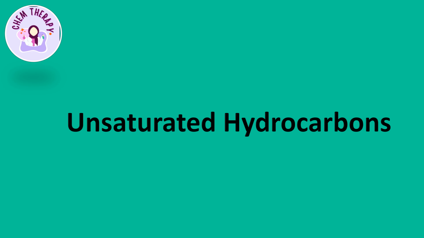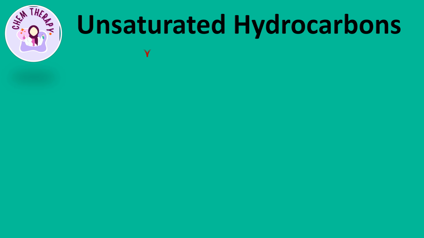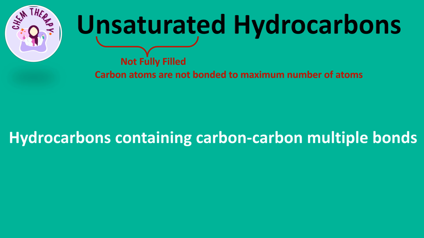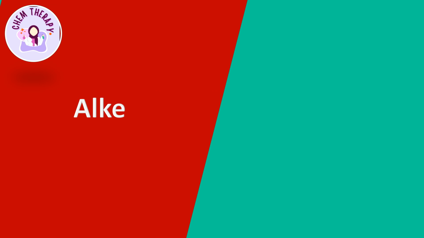The second type of hydrocarbon is unsaturated hydrocarbon. Unsaturated means which is not fully filled. They are named unsaturated because in it carbon is not fully filled with atoms, rather attached with either 3 or just 2 other atoms, and are defined as hydrocarbons containing carbon-carbon multiple bonds. Multiple bonds can be either double or triple bond. They are further classified as alkenes and alkynes.